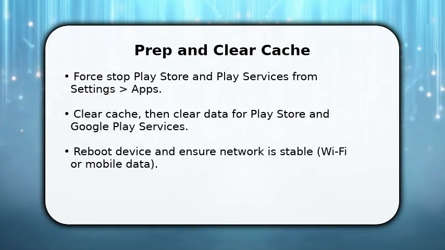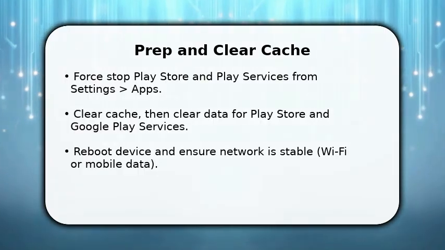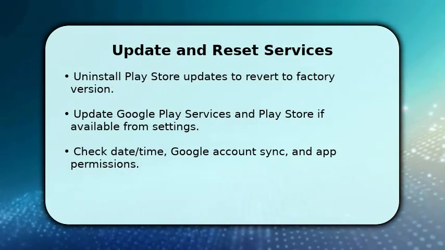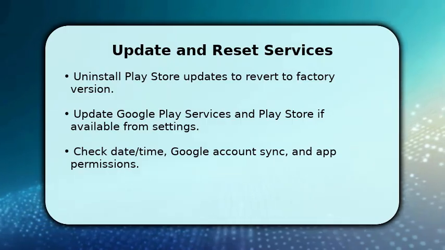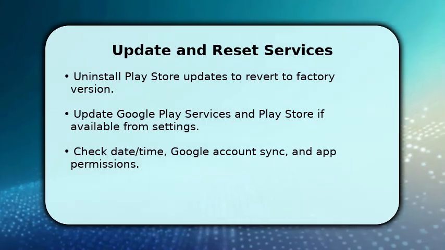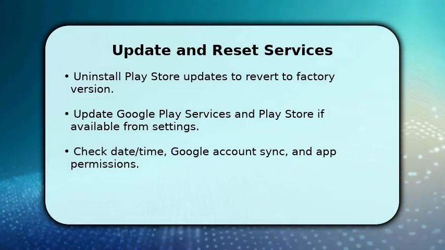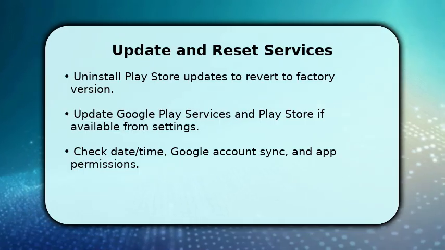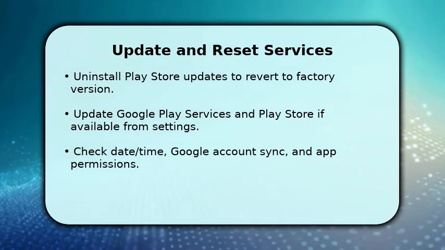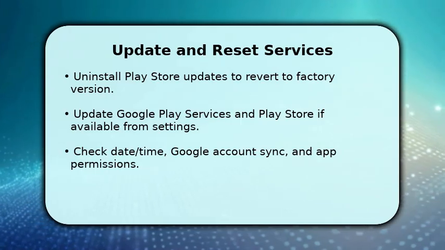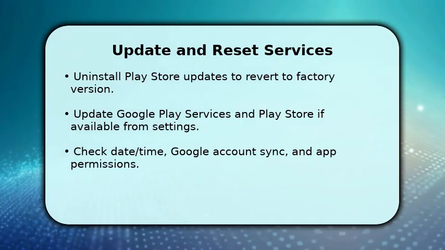Once your device is restarted, open Play Store app settings and uninstall updates. Reverting can remove a problematic update. After that, check for available updates to Google Play services and the Play Store in settings so you can install a stable replacement. Next, verify system date and time and correct them if wrong, because Google services reject mismatched times.